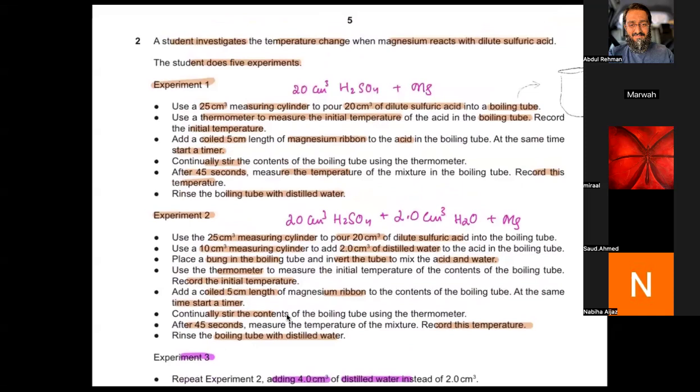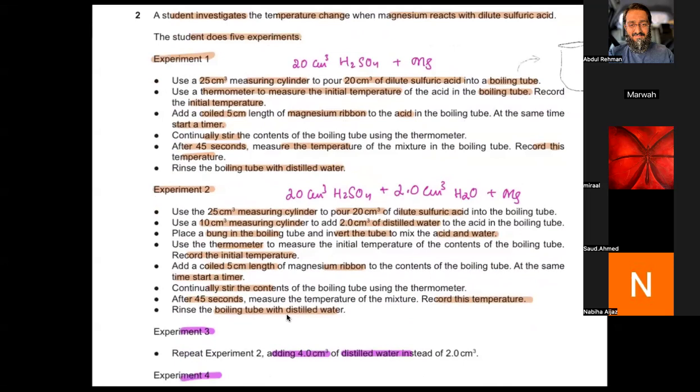Okay. Now, use the information in the description of the experiment and the thermometer diagrams to complete table 2.1.